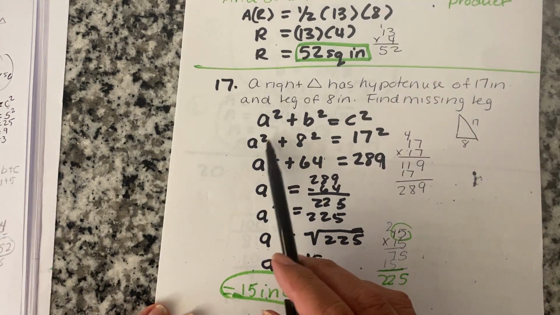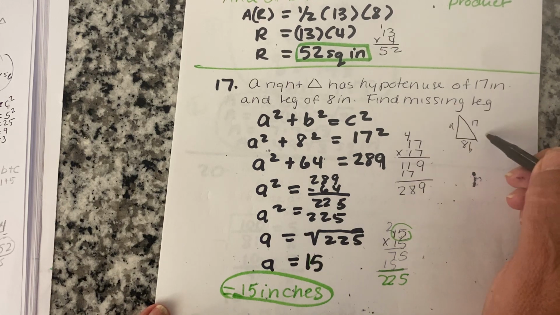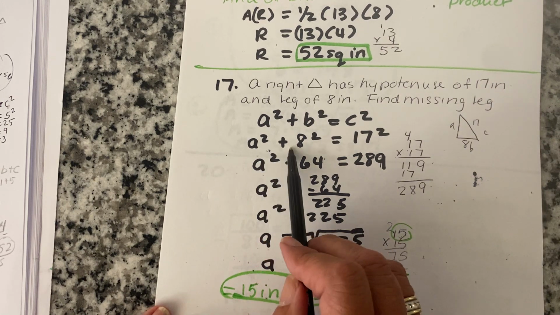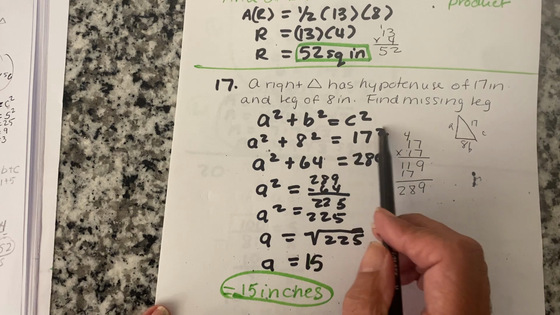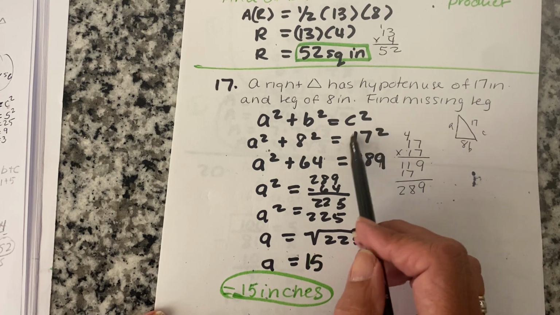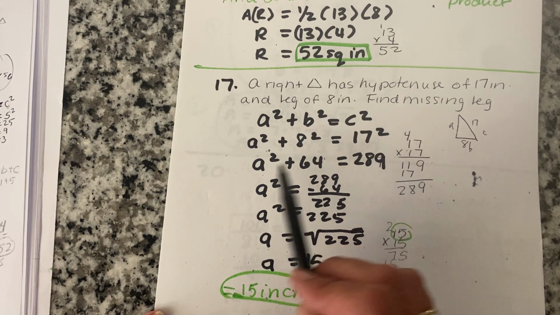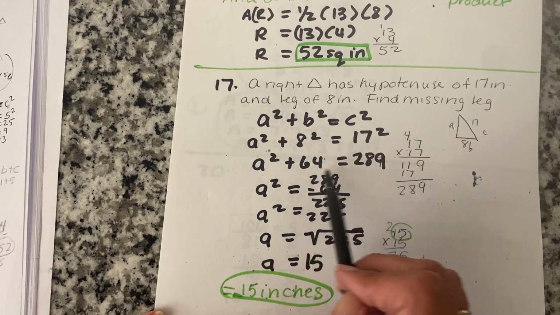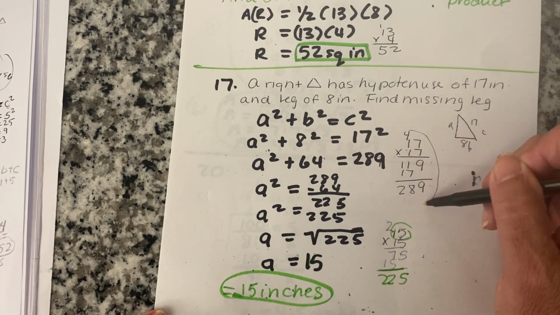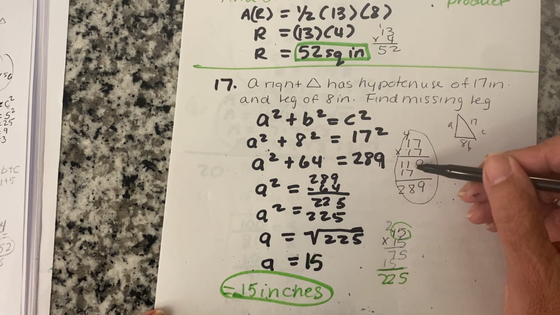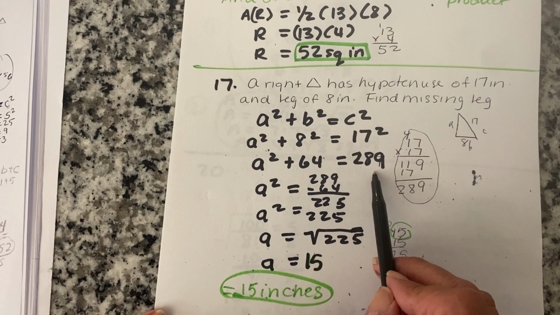We're going to use a squared plus b squared equals c squared. We plug it in. We don't know one of them. We'll call this a, this b, and this c. So we don't know a squared. A squared plus 8 squared, which is 64, equals 17 squared. You can get your computer and do this, it's not that hard. 17 times 17 is 289. So I have a squared plus 64 equals 289.